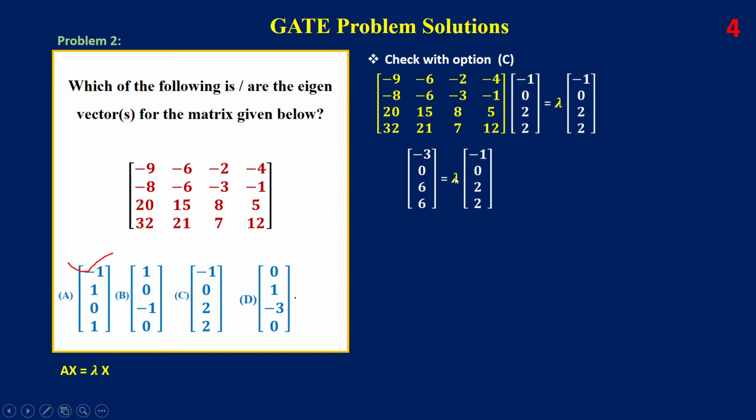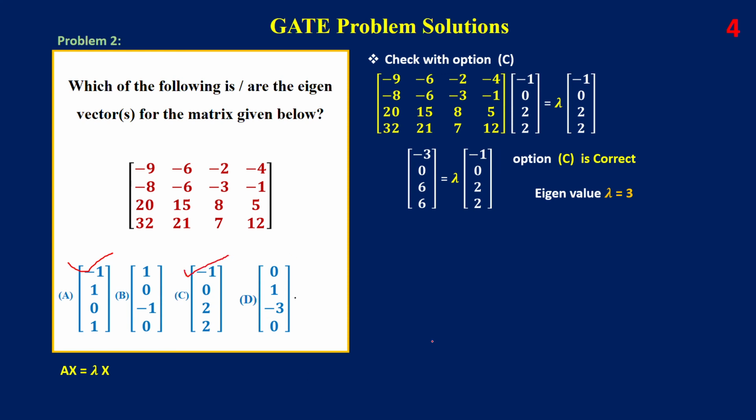And then if you put lambda equal to 3, 3 into 2 is 6. And here also 3 into 2 is 6. So then the formulation is satisfied. Ax equal to lambda x is satisfied for lambda equal to 3, for the eigenvalue lambda equal to 3. So we can tick option C also, for the eigenvalue lambda equal to 3.